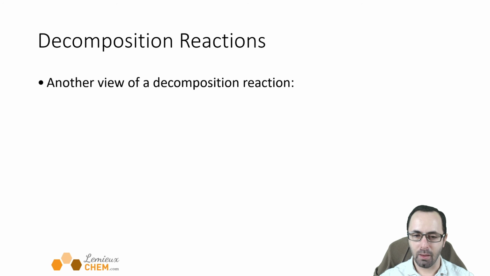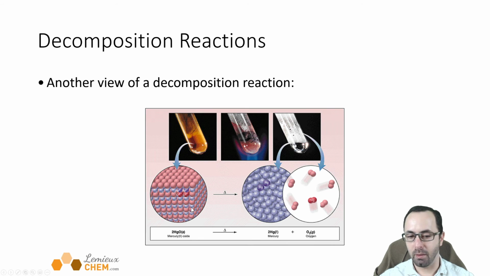So here's another example of a decomposition reaction. So it's the mercury 2 oxide that I mentioned earlier. This little delta means heat, and when you heat it up, this brown solid turns into the silvery liquid metal, liquid mercury, and oxygen gas, which escapes from the test tube here.